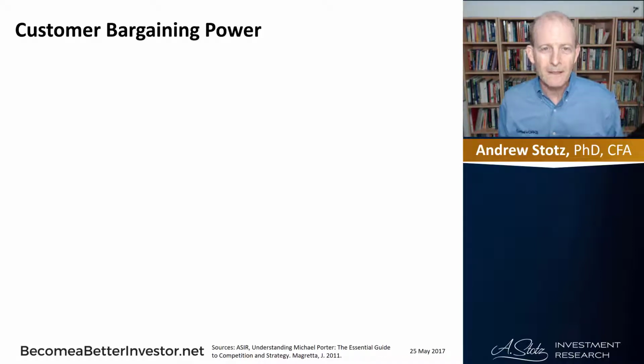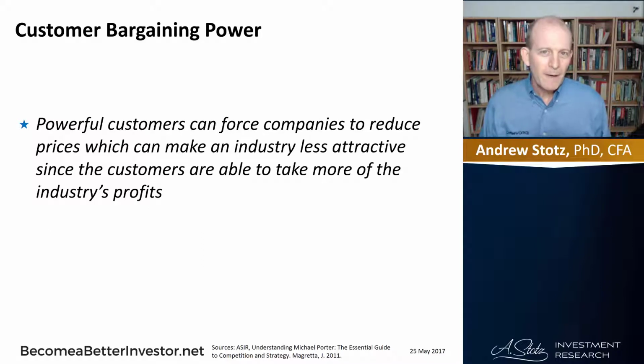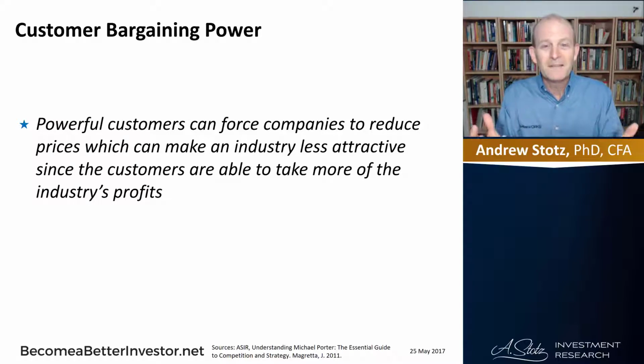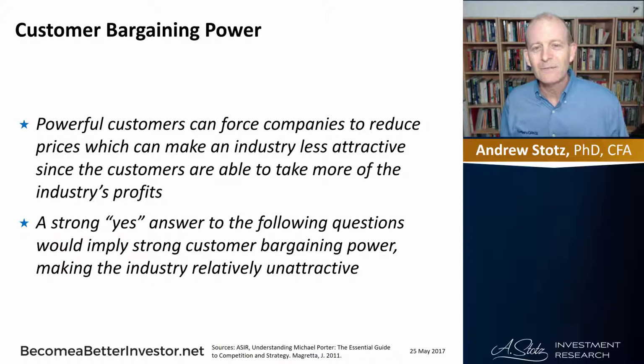So the customer's bargaining power is the next issue. Powerful customers can force companies to reduce prices, which can make an industry less attractive since the customers are able to take more of the industry's profit. Really, what you can learn from Porter's 5 Forces is that there's a certain amount of profit up for grabs in most industries, and in his model, the real question is who gets the bulk of that profit. And so here we're going to ask, do the customers get that by having strong bargaining power? A strong yes answer to the following questions would imply strong customer bargaining power, making the industry relatively unattractive.